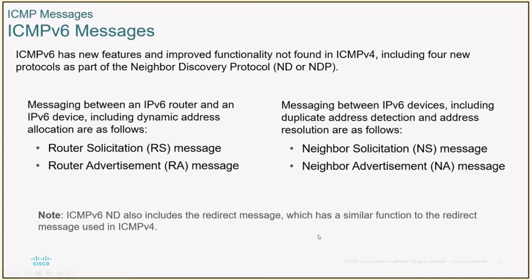So ICMP version 6 neighbor discovery also includes a redirect message, which has a similar function to a redirect message in ICMP version 4. And so that's about, sometimes you might have a subnet with more than one router. And so, of course, when you configure a host, there's only one spot for a default gateway. And so if there's more than one router, the default gateway can actually send you a redirect message and say, for this particular destination network, use this other device as your gateway. And so that's what the redirect message is about.